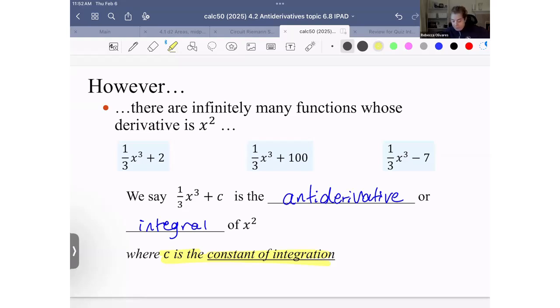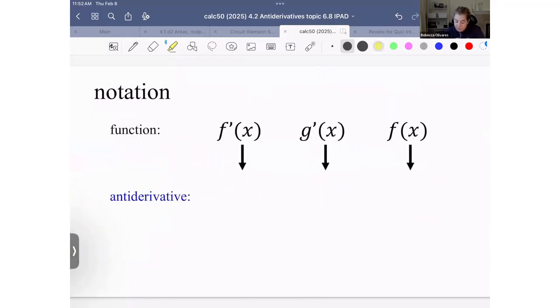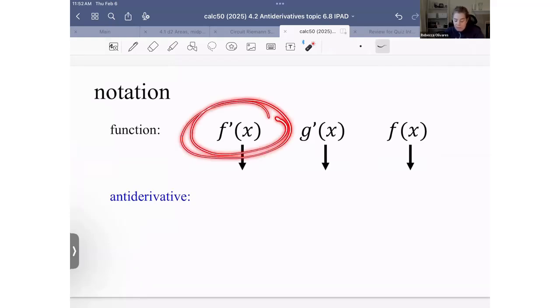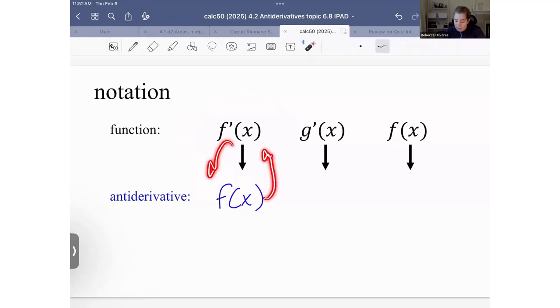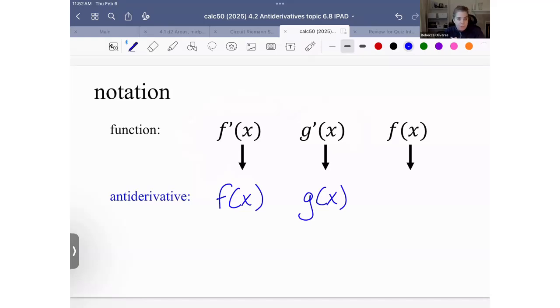Okay. And remember, these notes will be up online later. So let's talk a little bit about notation. If the function is called f prime and you're trying to find the antiderivative, we can call the antiderivative of that just f of x, which seems logical because with derivatives, we've been moving forward and now we're moving backward. And if the function is called g prime of x and we want the antiderivative, we can of course call that g of x. All seems very logical.